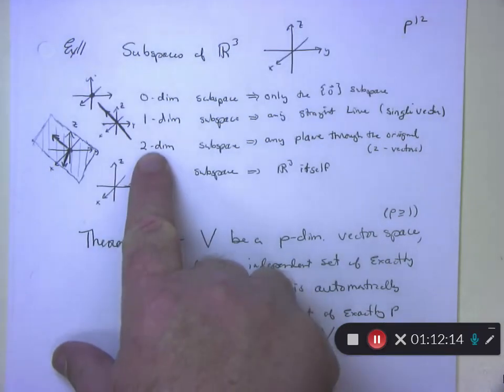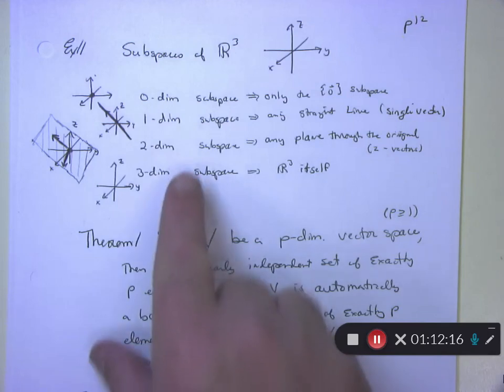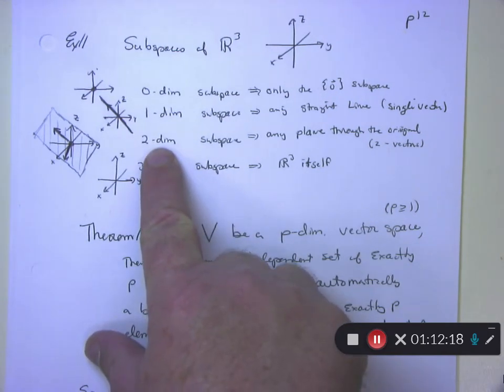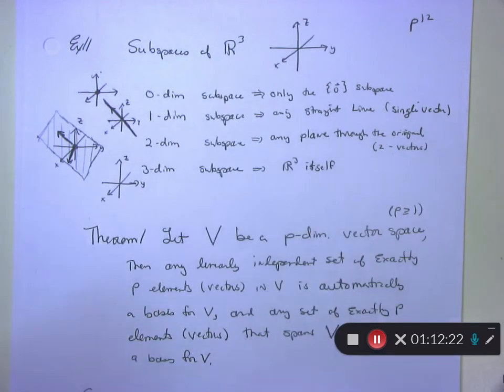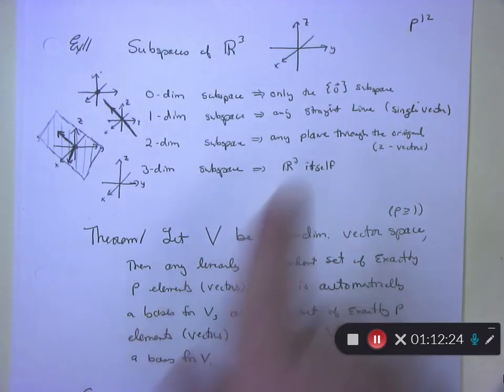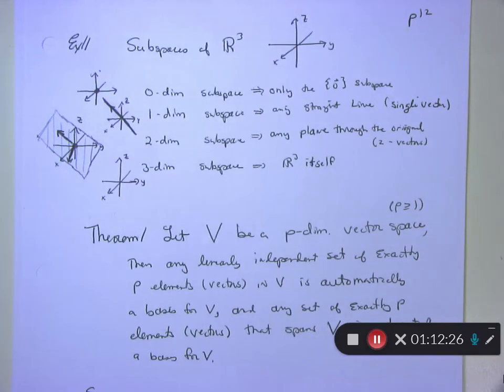What is a two-dimensional vector space in R3 subspace? A two-dimensional subspace of R3 is any plane. It's going to have to go through the origin. Why does it have to go through the origin? Same reason why the line has to go through the origin.